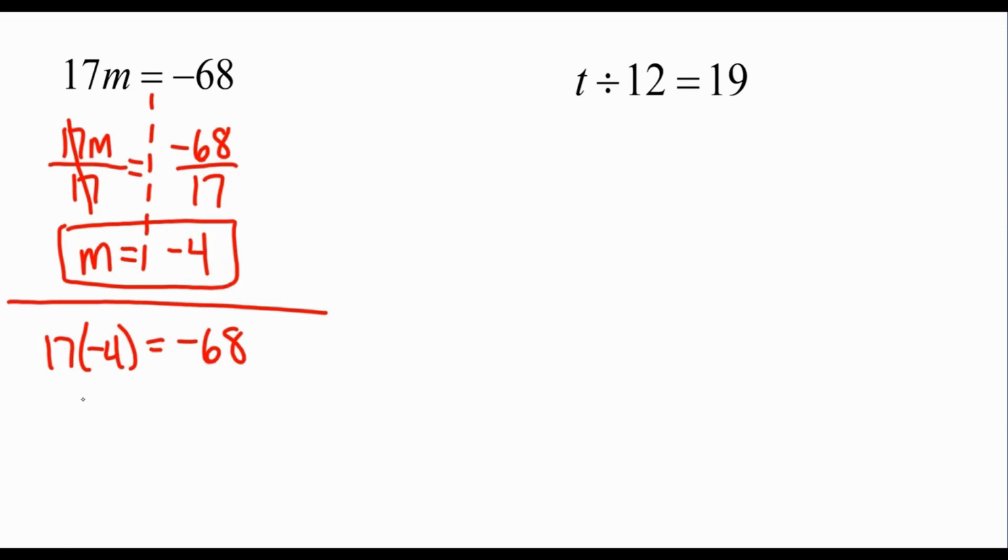17 times negative 4 is negative 68. So that does check out. Negative 68 equals negative 68. Just take the extra second to check your solution. That way you know you've got them right.